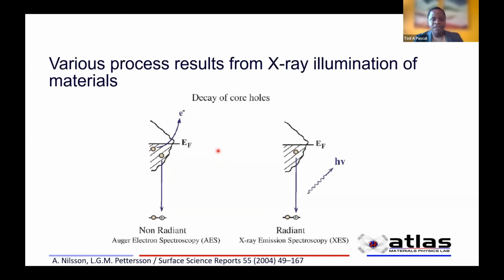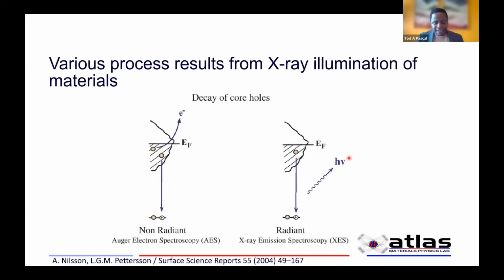And here we like to think about two events that can occur. One is a non-radiative Auger process, where a valence electron falls down into the core hole that's generated by absorption of the X-ray photon, and then that causes another valence electron to get ejected. And so this is the process behind Auger spectroscopy. Or we can have X-ray emission spectroscopy, where this valence electron quenches this core hole, and we get a photon coming off that we can then detect.